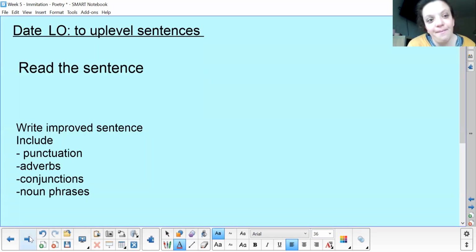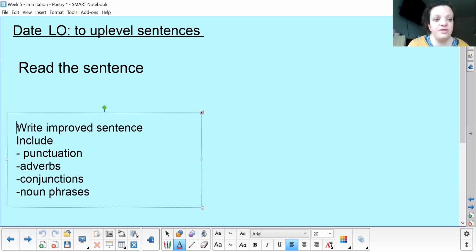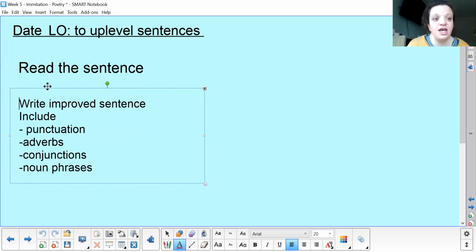So today we're going to up-level sentences. We're going to improve sentences and make them better, because we're going to be doing this when we do our writing about our poem. We're going to be adding some extra words and extra features to our poem as we go along. The first step today is you're going to read a very simple sentence that's been written very basically, and then we're going to write an improved sentence.